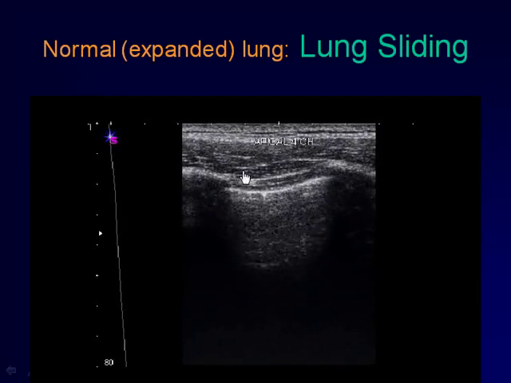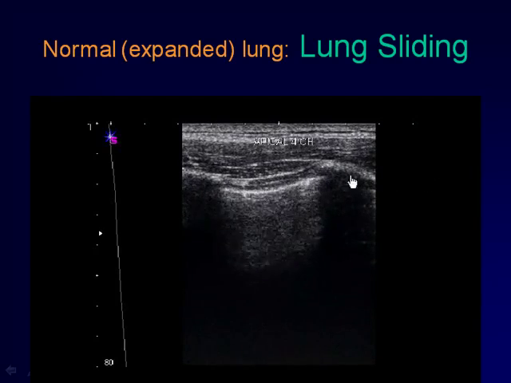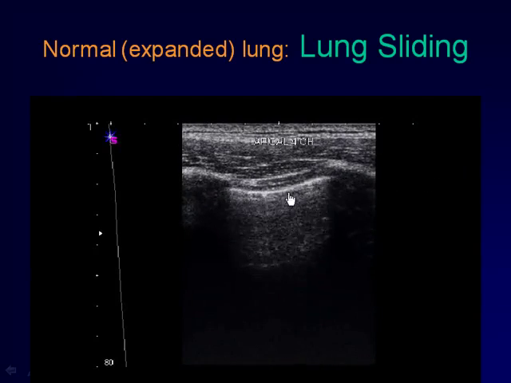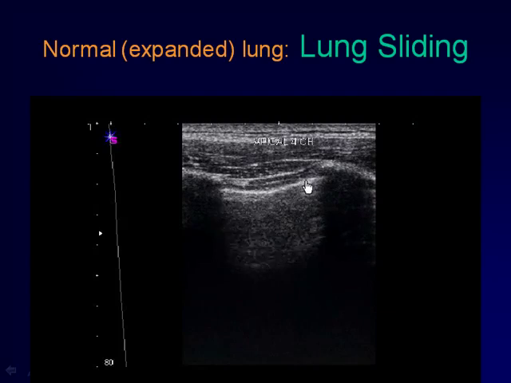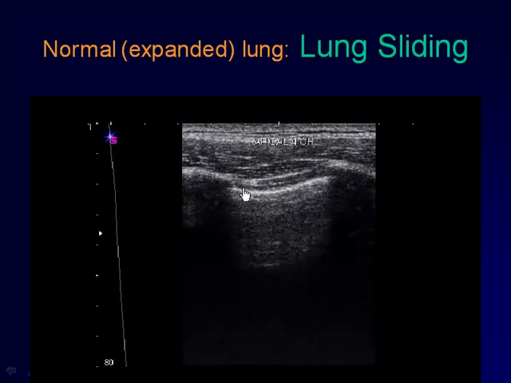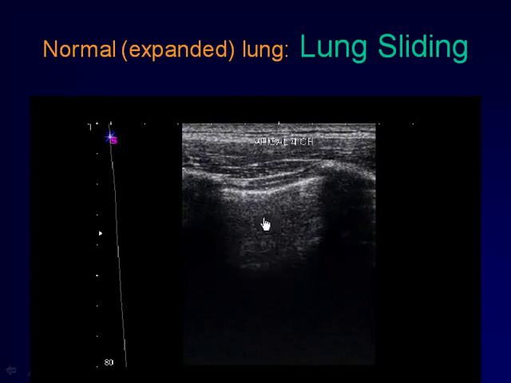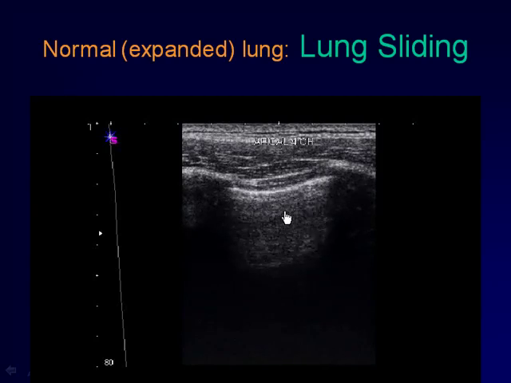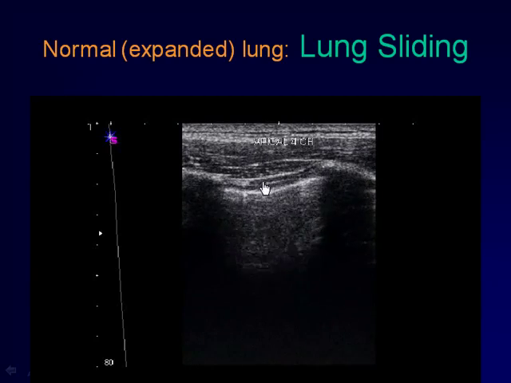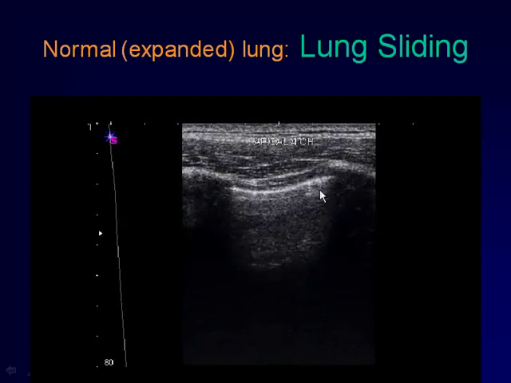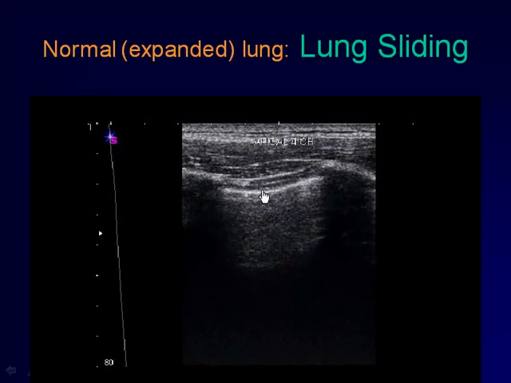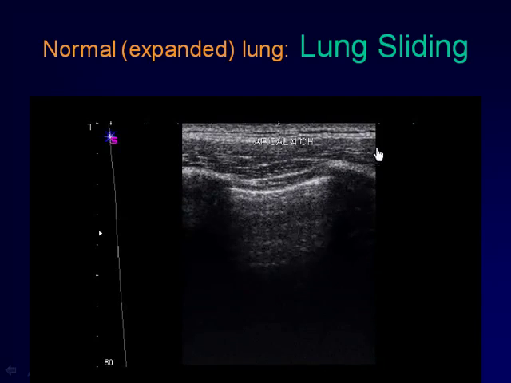Here's another example. Rib, shadow, and here we have the pleural sliding along the pleural line. And again, notice how there are apparent lines, some faint ones behind this pleural line as well as in front of the pleural line, which could be mistaken. But this is actually the pleural line right here on the slide.